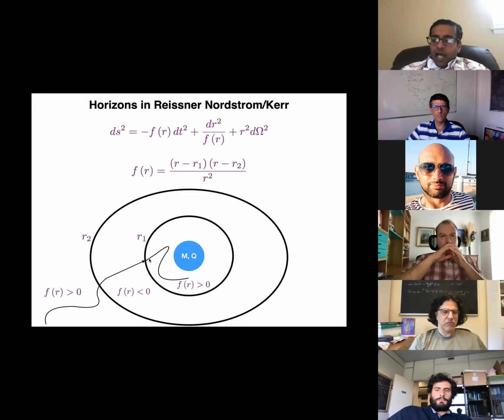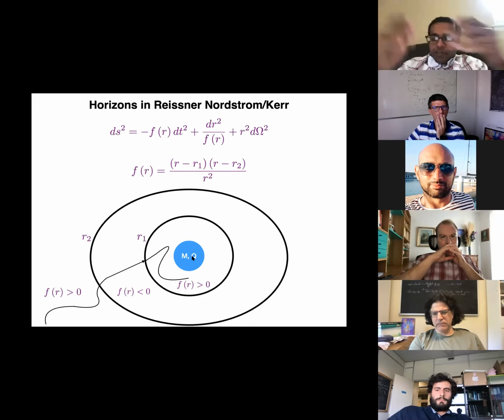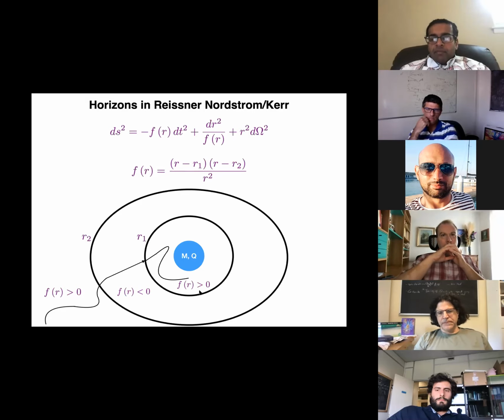But once you're inside the point r equal to r1, notice that f of r has changed sign. And when f of r has changed sign, time becomes time and space becomes space. They become normal again. And in particular, the point r equal to 0 is now a point in space. It's no longer a point in time, right? It's just a point in space. And thus you can jump and hang out over there. Okay, you're not inevitably required to fall in there.